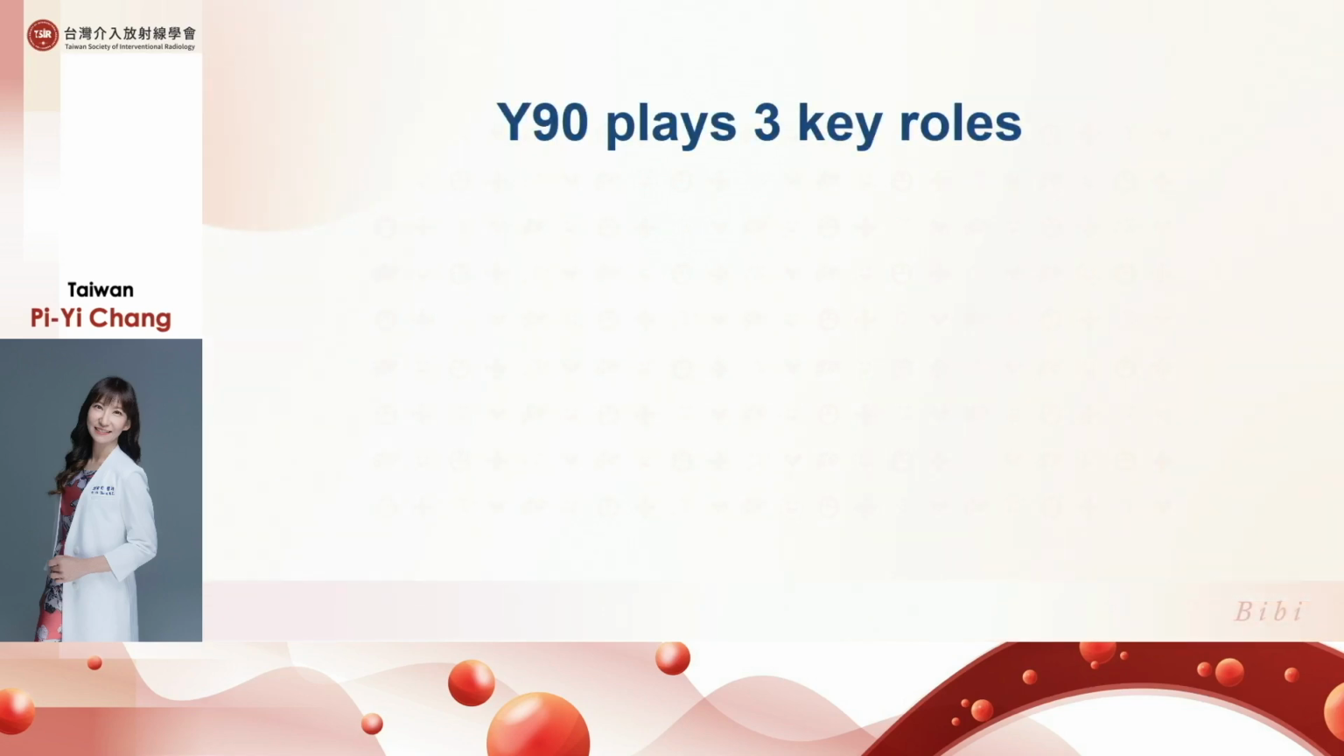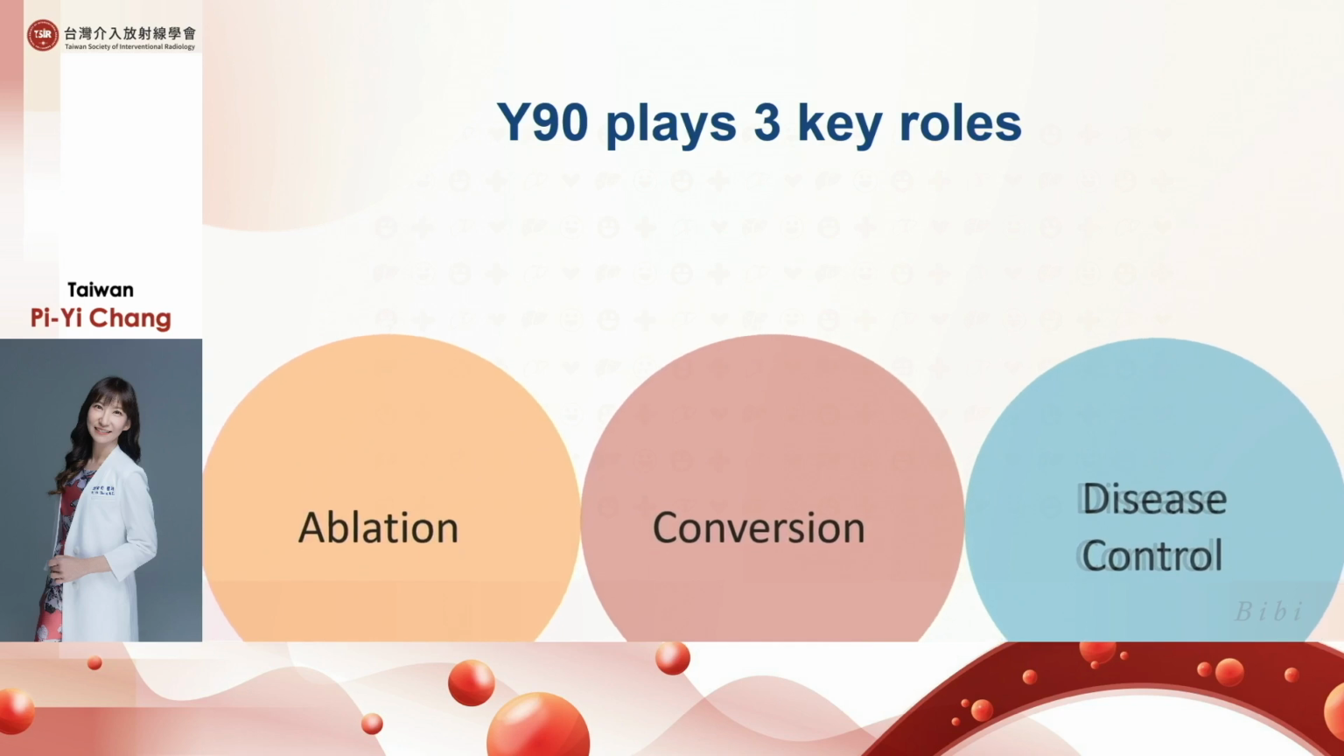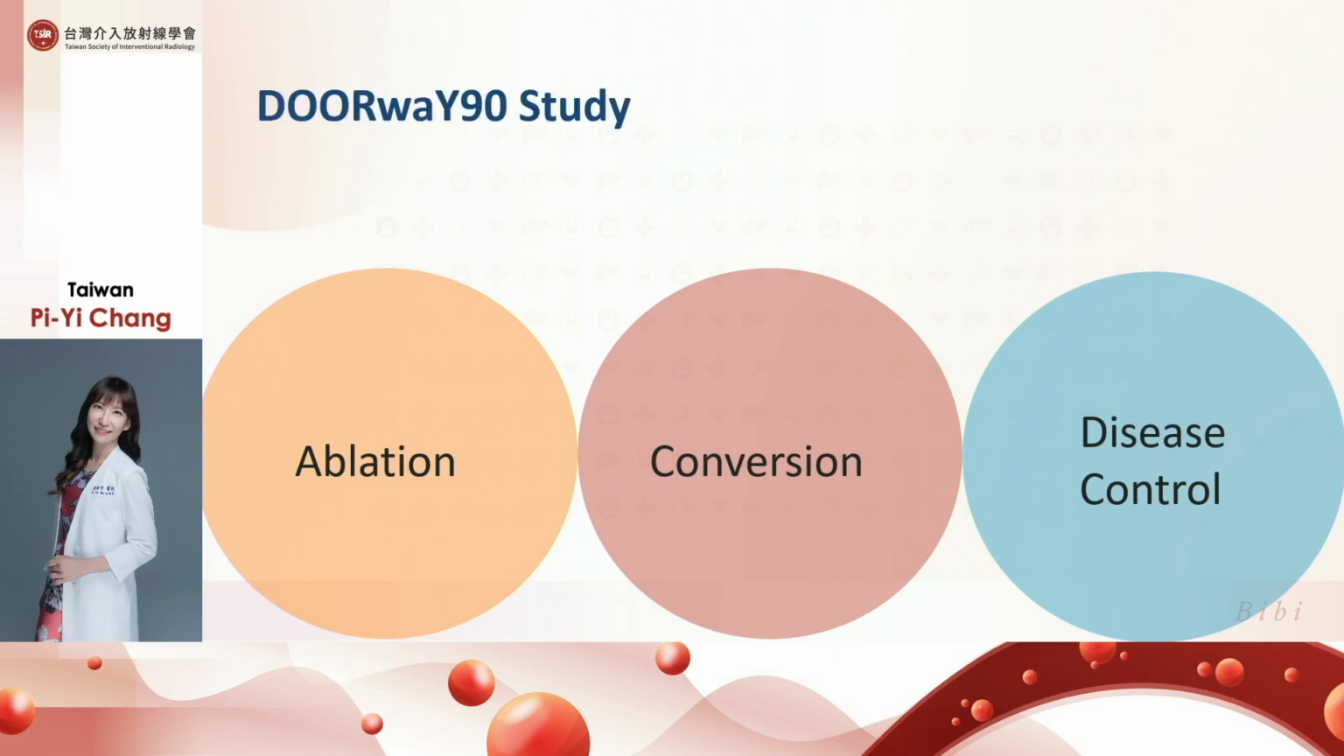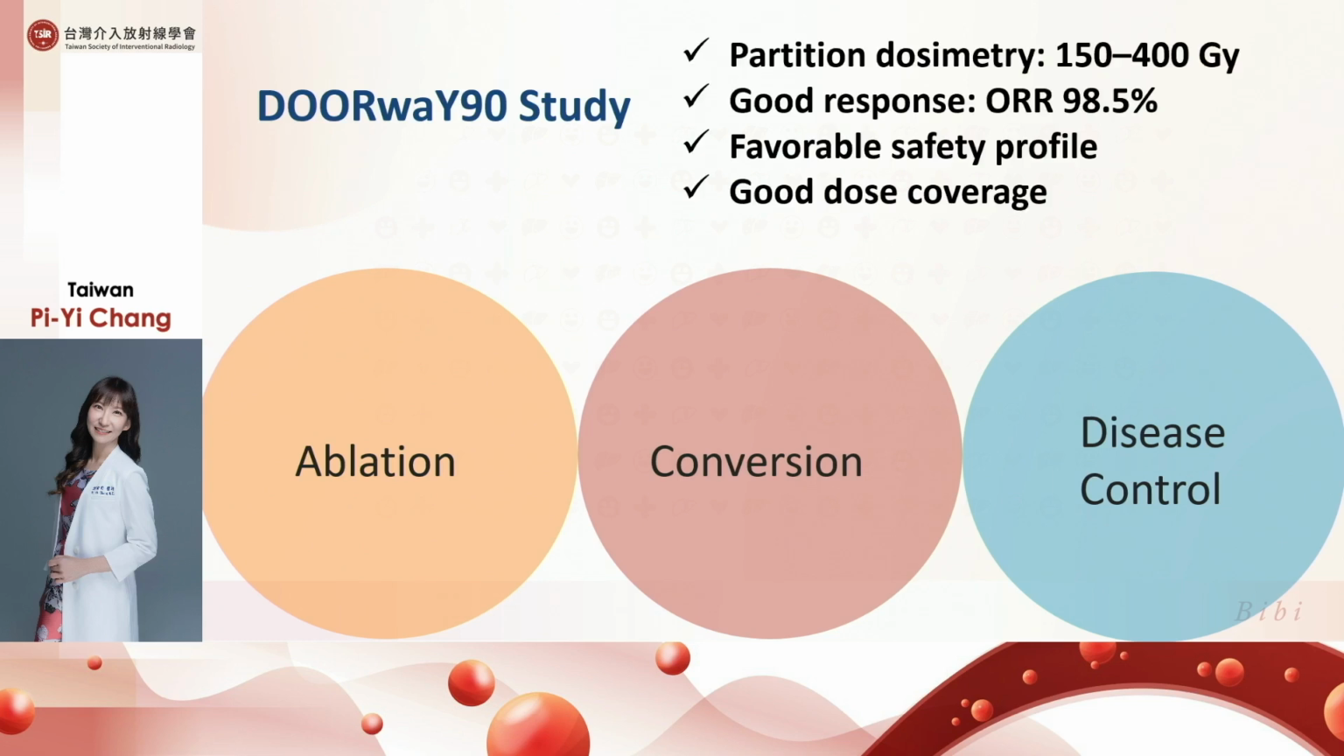So Yttrium-90 plays 3 key roles: ablation, conversion, and disease control. The DOORWAY study represented a milestone in personalized radioembolization using partition dosimetry, 150 to 400 gray, and it gets a good response, with objective response rates up to almost 99%. It also has a favorable safety profile and good dose coverage across the treated lesions.